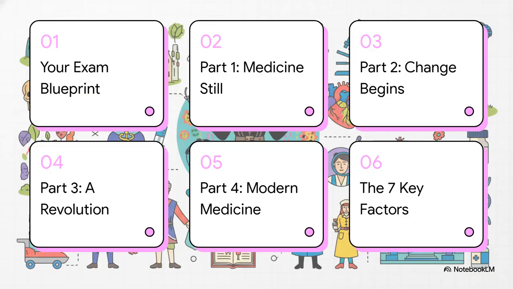So here's how we're going to tackle this. First up, we'll decode that exam blueprint. Then, we're going to take a journey through the 4 key time periods: the medieval era, the Renaissance, the Industrial Revolution, and then the modern age. And to finish, we'll arm you with the 7 key factors that AQA really wants you to use in your analysis. Right, let's jump in.